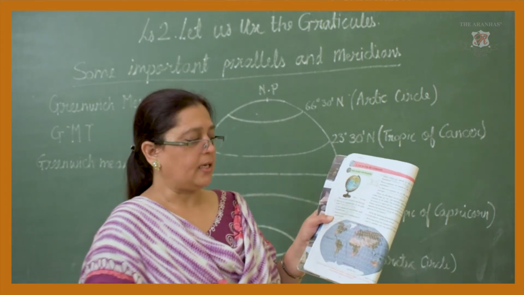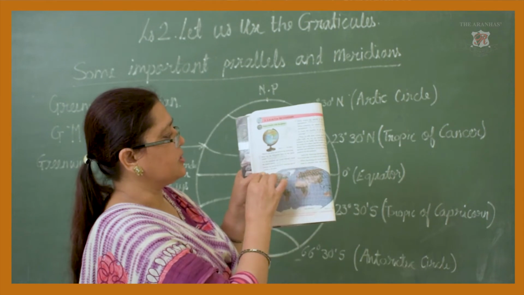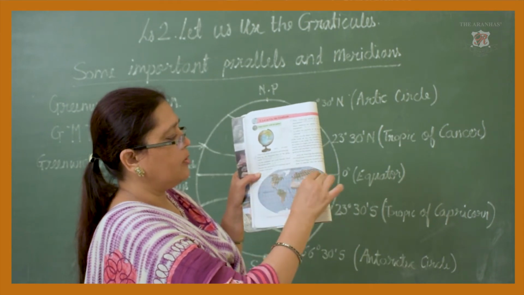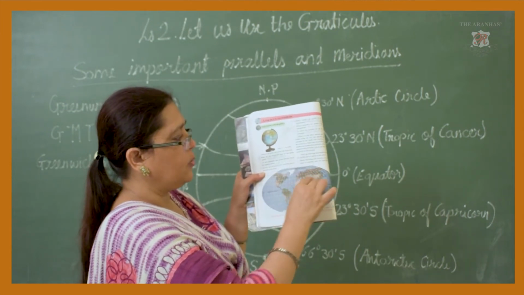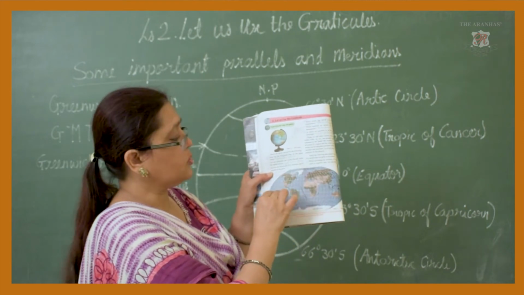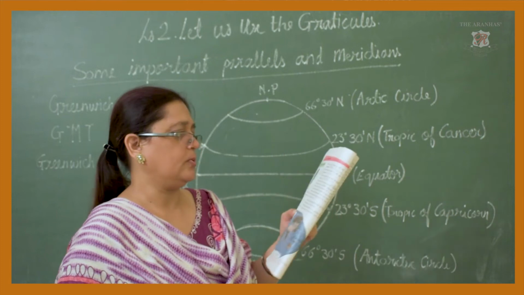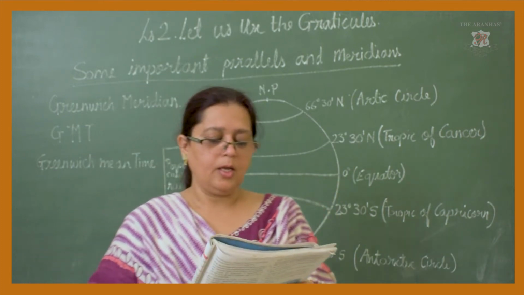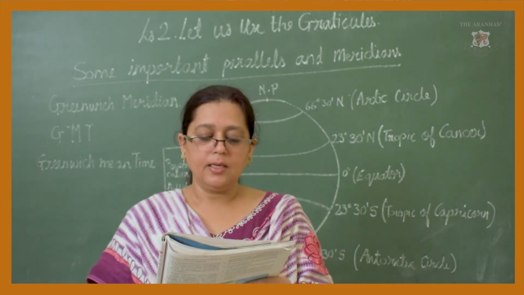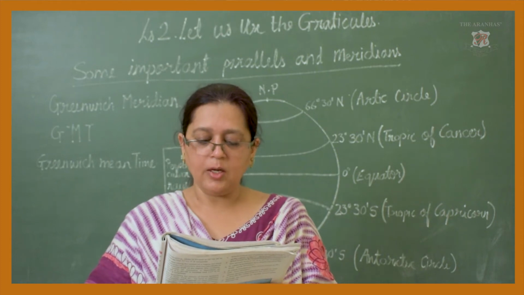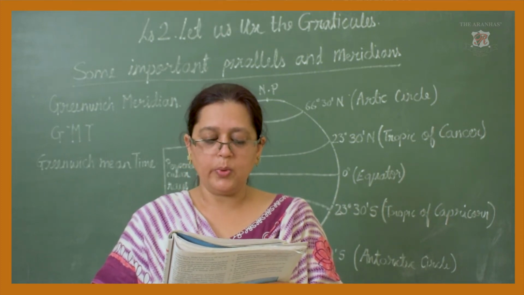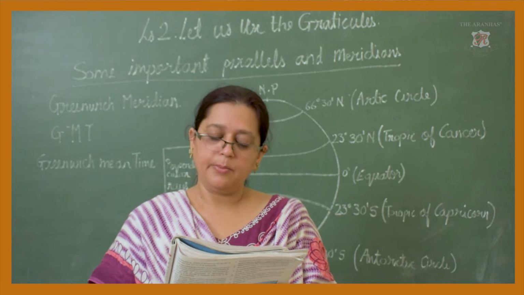Parallels of latitude. This one. This one is horizontal lines. What is this called as? This is called as the parallels of latitude. Yes. Now, the second one. List the continents and oceans through which the equator passes.